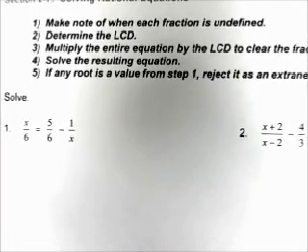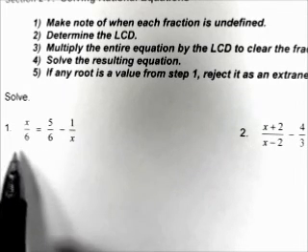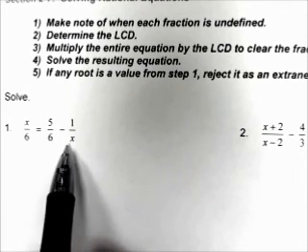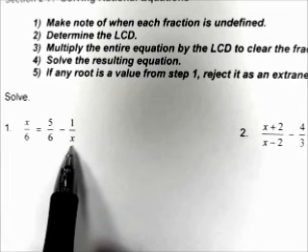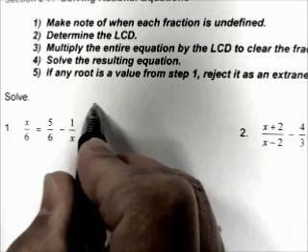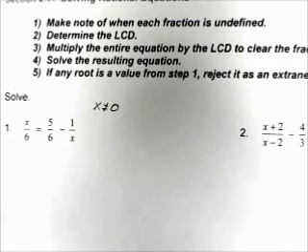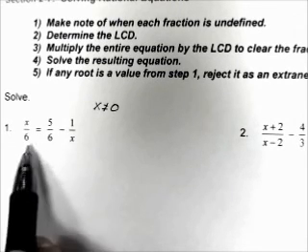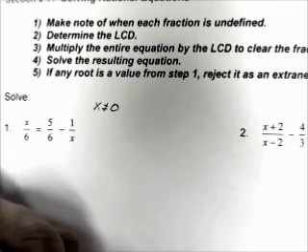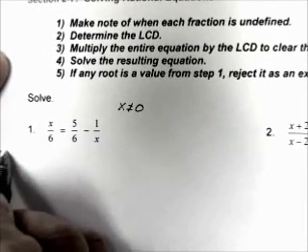So first step in solving number 1, make note of when any fraction is undefined. Okay, so our third fraction here has a denominator of x, so it would be undefined when x was equal to 0. So x cannot equal 0. Next, determine the least common denominator. The least common denominator of 6, 6, and x is 6x. So the LCD is 6x.